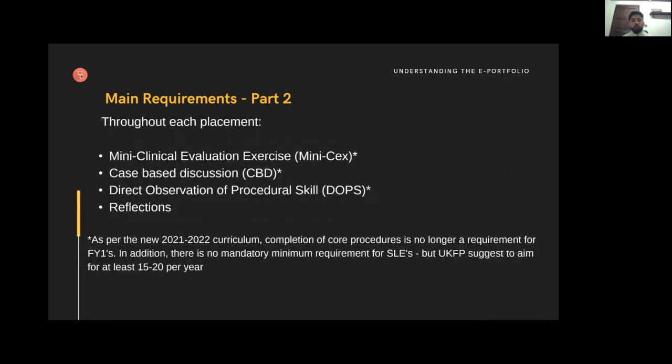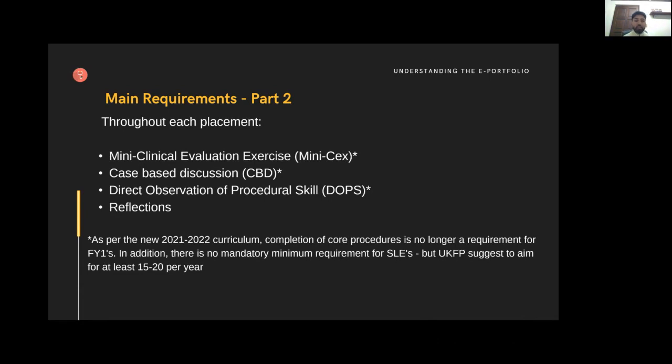In terms of your main requirements throughout each placement, you need to complete mini-CEXs. I'm sure you're all aware of these. Case-based discussions, direct observations of procedural skills, also known as DOPS, and a number of reflections. As per the new 2021-2022 curriculum, you no longer need to complete something known as core procedures. That was a number of procedures that you needed to complete. I think there was a set minimum number for each of the procedures old FY1s had to complete, but we don't have to do that anymore.